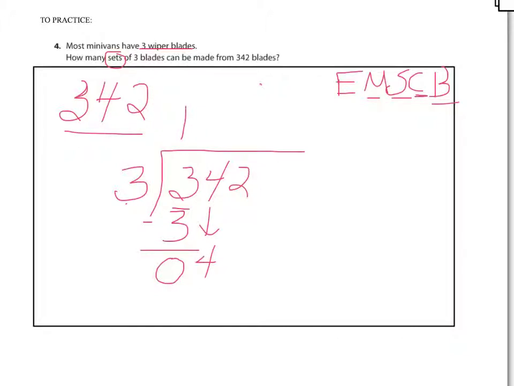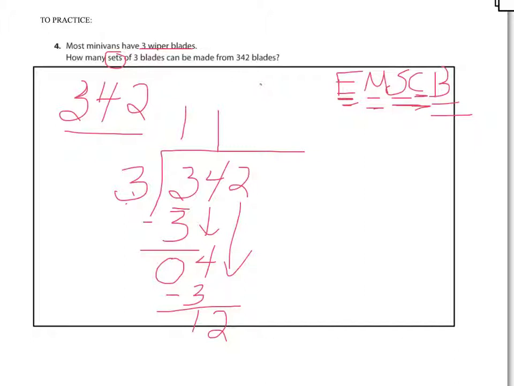Now I need to start all over again. Estimate again. 3 times what is going to be close to 4? Well, still 3 times 1 is going to be the closest. Now I need to multiply. 3 times 1 is actually 3. It goes down here. Now I need to subtract again. So I'm going to subtract 4 minus 3. Well, that's 1. Now I'm going to compare again. Is 1 less than 3? Yes, it is. I'm still good. Now I have to bring down. So I'm going to bring down my 2.